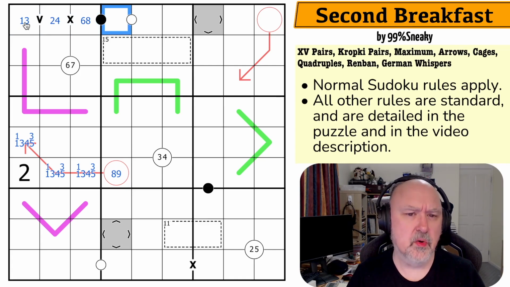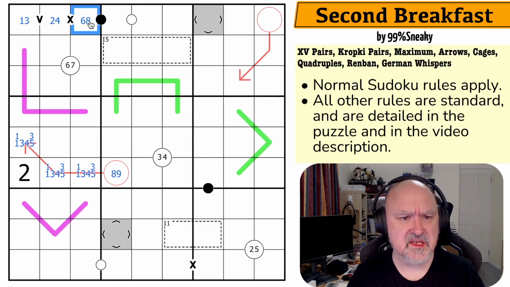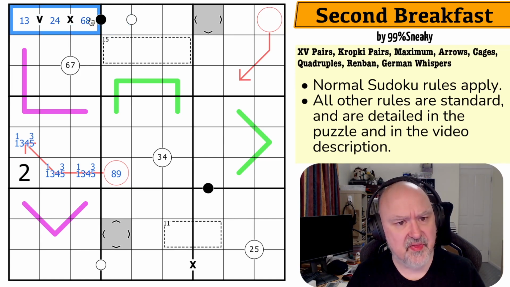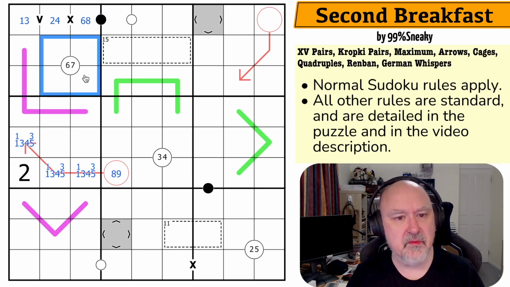So how's this going to work? Oh, this can't be a 6. This is 1, 3 because it can't be 2. And if this is 4, this would be 1, this would be 9, and it can't be. So if this is a 4, this is a 6, and I can't put a 6 there because the 6 in this box has to be around the quadruple.